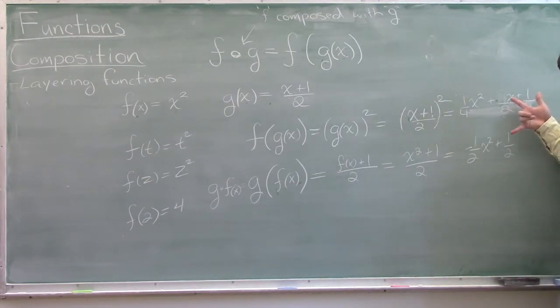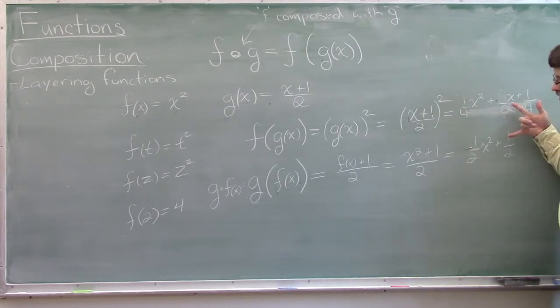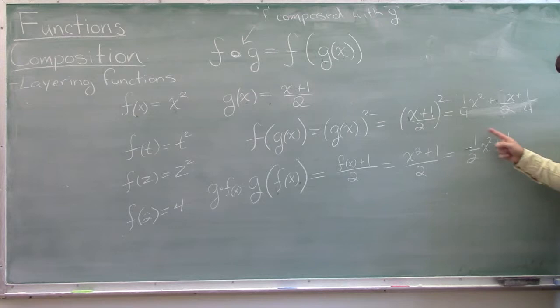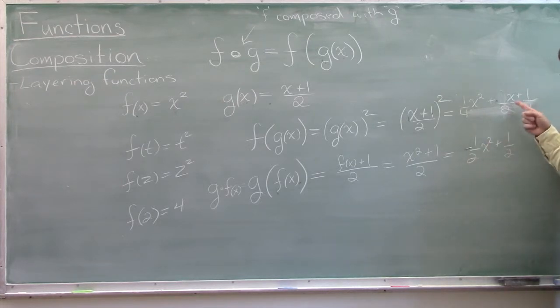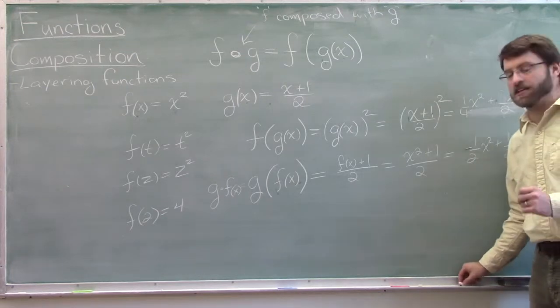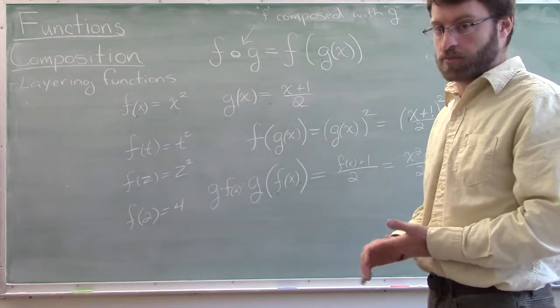And these are different quadratics. Okay? So we have 1/4 x squared plus x over 2 plus 1/4, and down here we have 1/2 x squared plus 1/2. The constants are different, the coefficients of x squared are different, and one of these compositions has a linear term in x over 2, and the other one doesn't have that at all. So these are completely different.